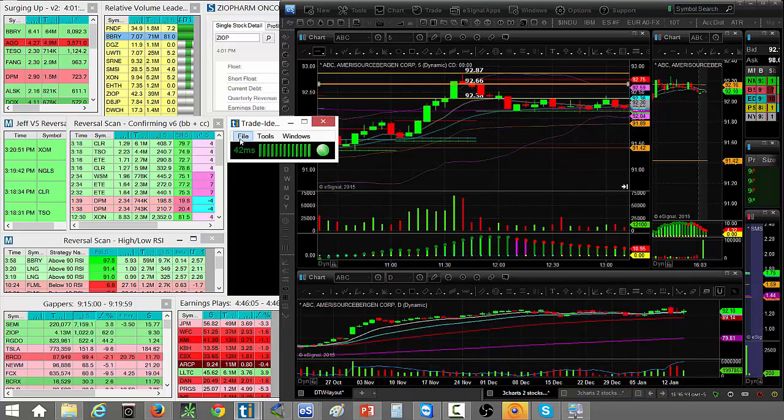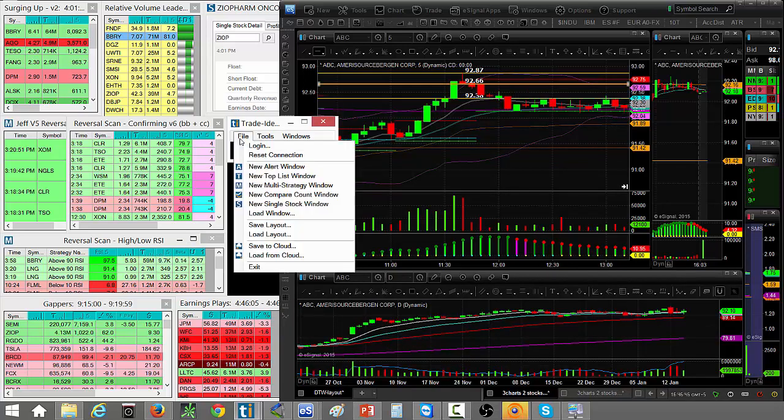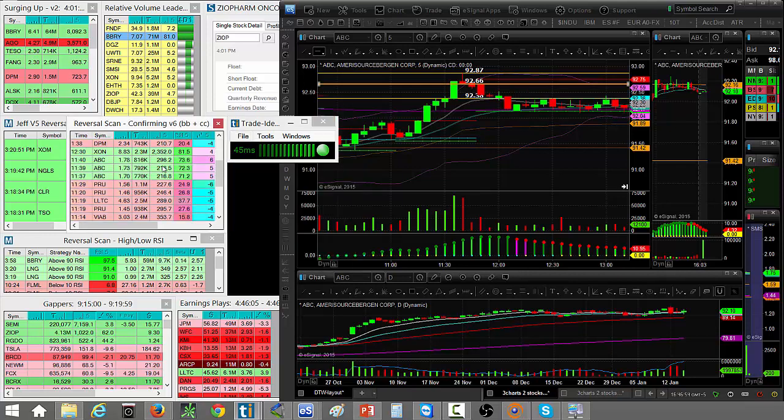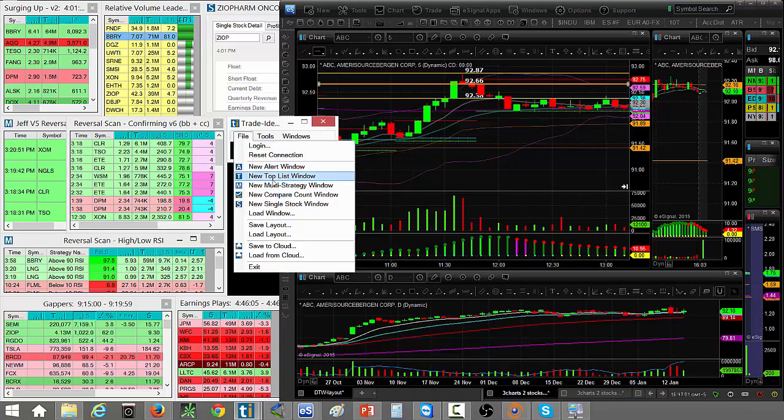All right, so if you want to create a new scanner, you can go into new alert window. You can see there's a couple different types of windows. There's a new alert window. Alert windows are these types of windows where you have a stream of stocks coming down. We have a new top list window. The top list window is like the relative volume top list or the surging up top list, or the gappers. These are top lists as well.